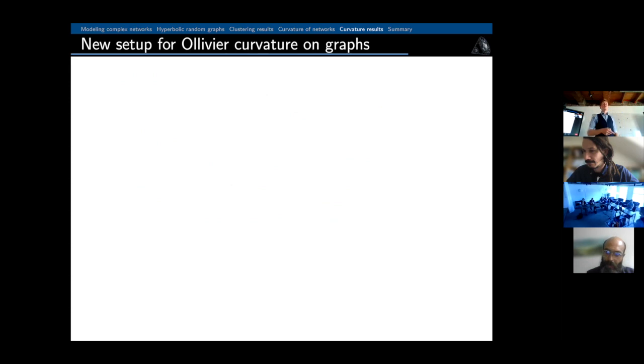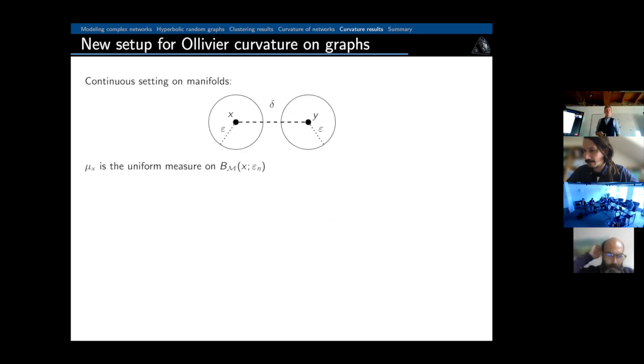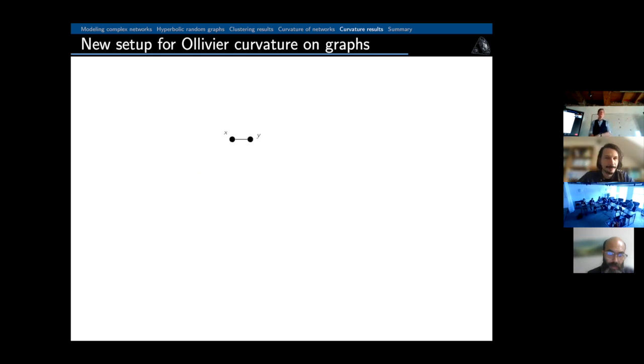So let me try and explain what the general setup for Ollivier curvature on graphs is. Again, the idea is that we want to imitate the continuous setting, where we look at uniform distributions on a certain radius for points that are a certain distance apart. Both these things don't necessarily need to be distance 1. So instead of only direct neighbors, we consider neighbors at a certain distance, meaning there's a certain path.